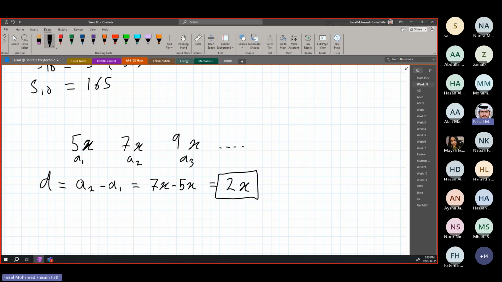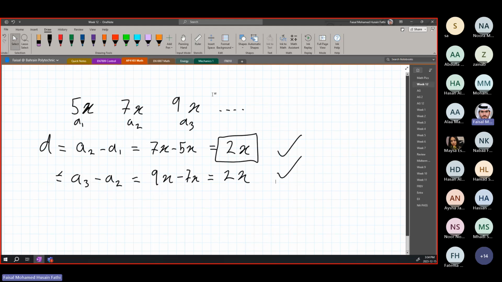Don't overcomplicate anything. Just look at these two numbers here. Whatever the values are, just put them in an equation and subtract the 5x from the 7x, so do 7x minus 5x. And whatever the final answer is, that's your common difference. And then double check again with the third term and the second term. So you have to do it again with a3 minus a2, which is 9x minus 7x, which is also equal to 2x. So now you know that this is an arithmetic sequence.